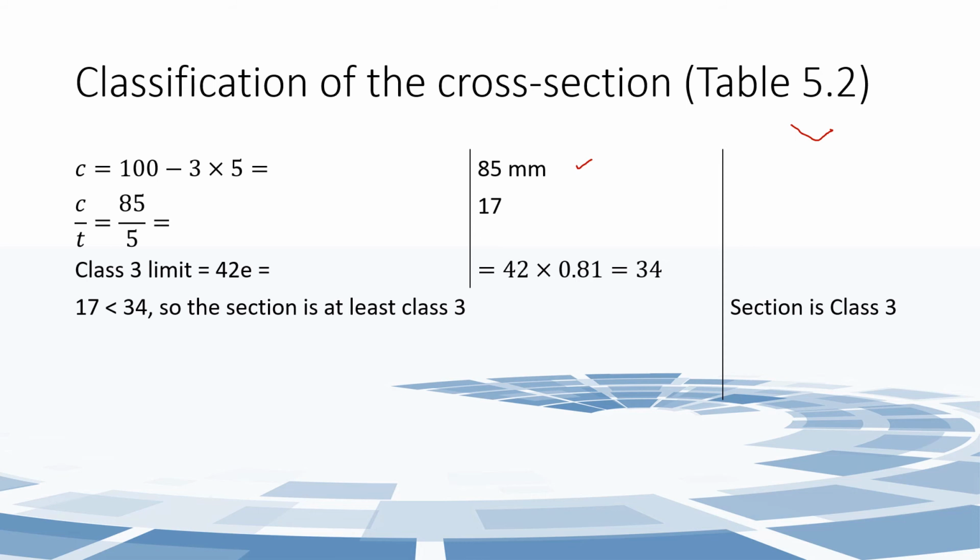And then C divided by T is equal to 70. So this cross-section is under class 3, limit 42ε, whereas 42 times 0.81 equals 34. So 17 is less than 34, which means that the section is at least class 3.